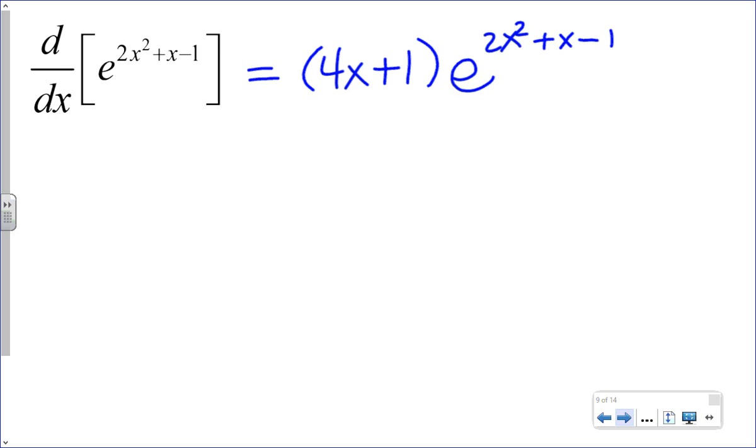All right. So now, what happens if I give you a 5 to the x, and I ask you for the derivative, or 8 to the x, or 15 to the x? Okay, how do you take a derivative of an exponential that is not base e?